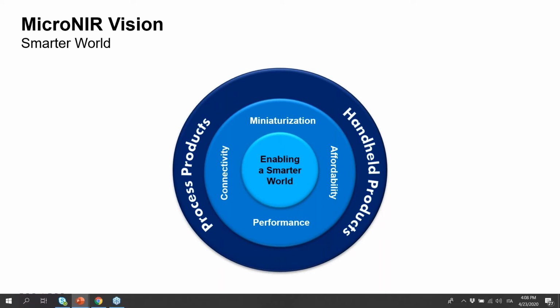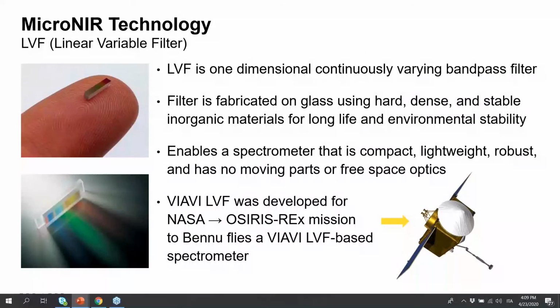As you see, we have handheld device and process products. What is the technology that is inside? It is the so-called linear variable filter, a one-dimensional, continuously varying bandpass filter. The filter is fabricated on glass using hard, dense, and stable inorganic material for a long life and great environmental stability. This allows us to make a very small device with some features that we'll see in a while are very important.